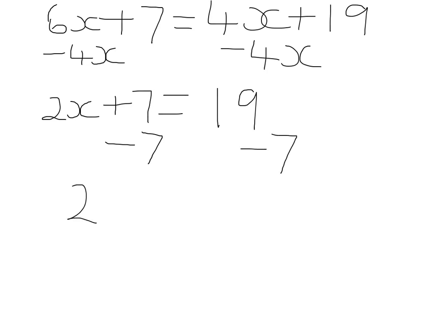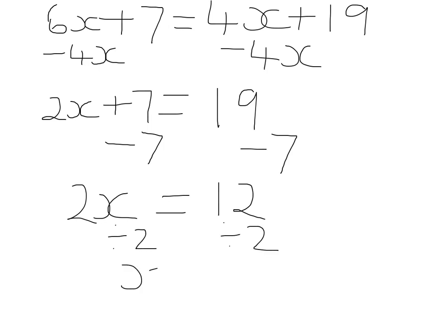So 2x is on the left because 7 take away 7 leaves nothing. And then I do that to the right-hand side as well. So 19 take away 7 leaves 12. And from here I can simplify and divide both sides by 2. So I know that x equals 6.